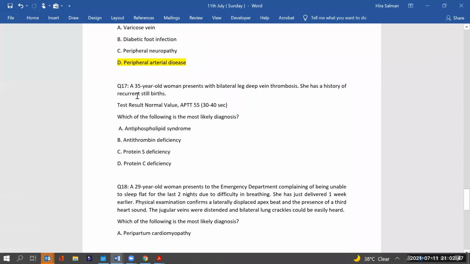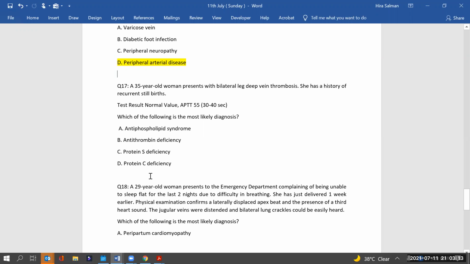So the recall here is a 35-year-old woman presents with bilateral deep vein thrombosis. She has a history of recurrent stillbirths. So they're pointing you towards this one, and the result value is APTT 55. It's raised. Which of the following is the most likely diagnosis? So you will see antiphospholipid syndrome, antithrombin deficiency, protein S, protein C.